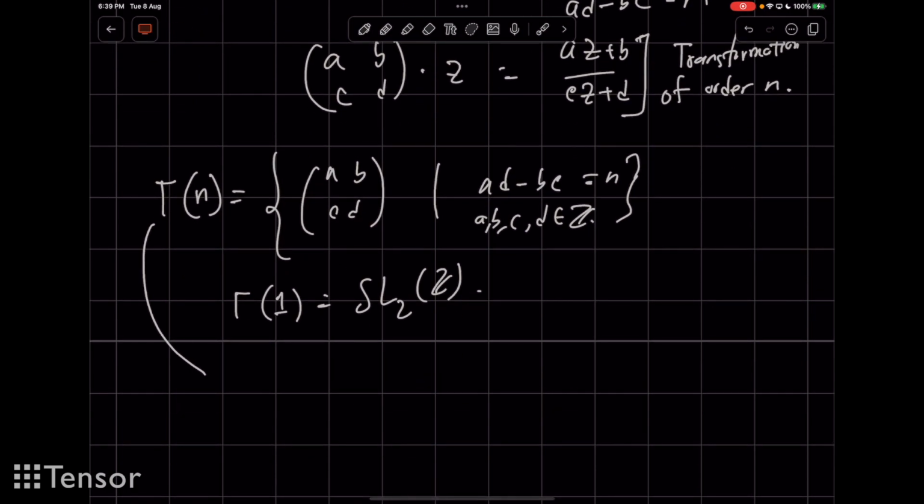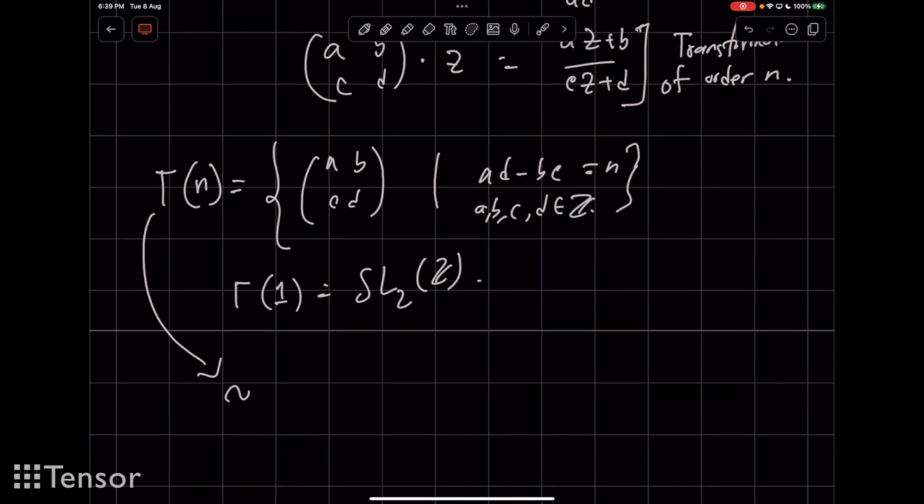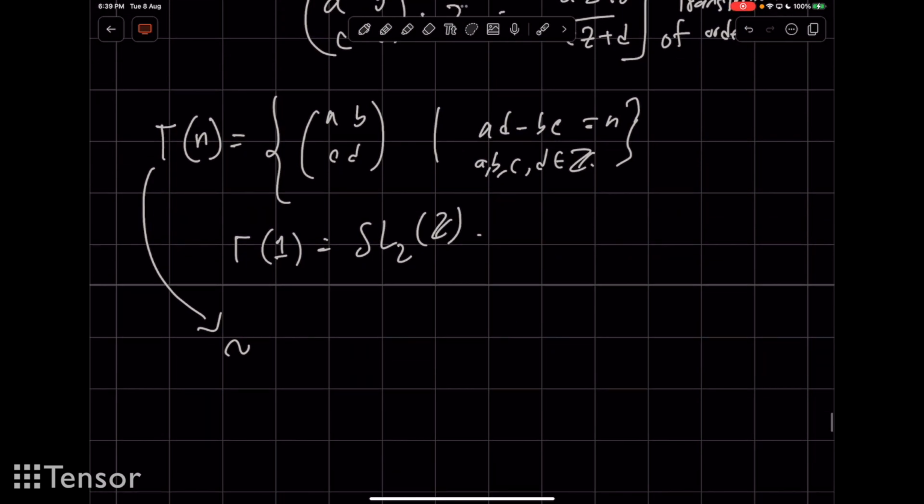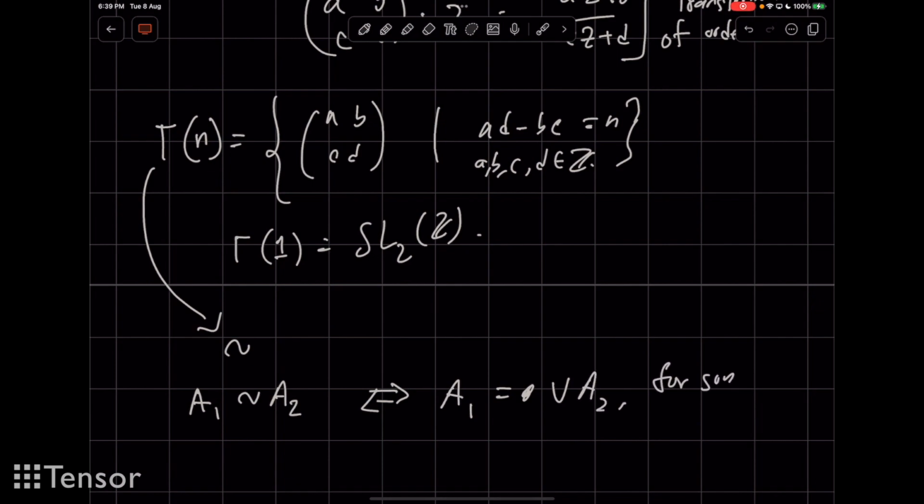So now we can define an equivalence relation on gamma of n, and we are defining it like this. We call A1 and A2 equivalent if and only if they are related by some SL2Z transformation: A1 is equal to, let's say, V A2 for some V in gamma of 1. You can easily check that this is an equivalence relation.